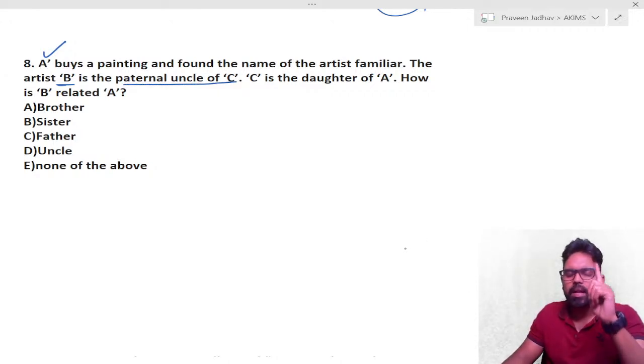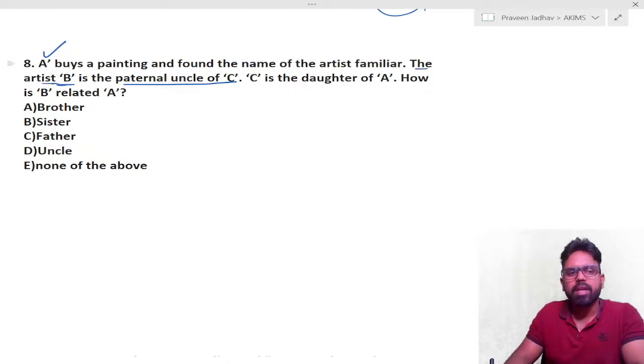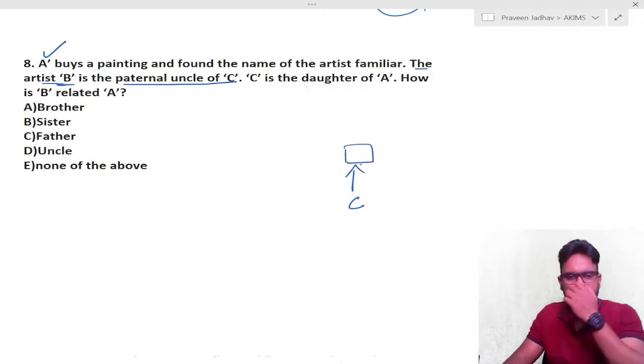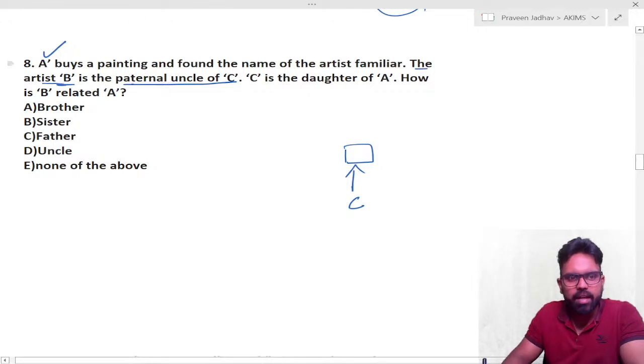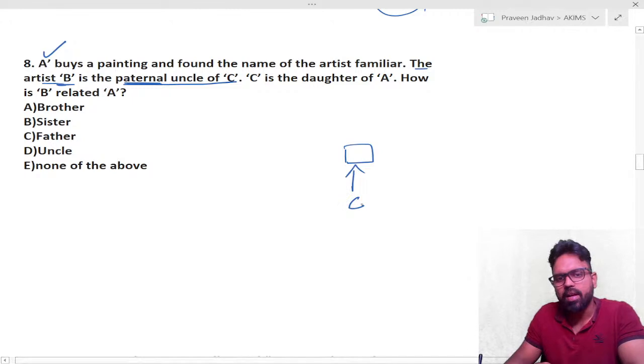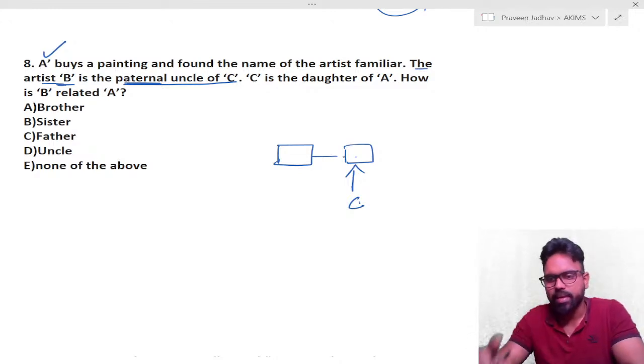C has a paternal uncle. How many of you could comprehend this? The artist B is the paternal uncle of C. If C is here, who is this? Father. Okay, the father character must be there, because it is paternal. She has a paternal uncle, meaning father's brother is the paternal uncle, right? Yes or no?